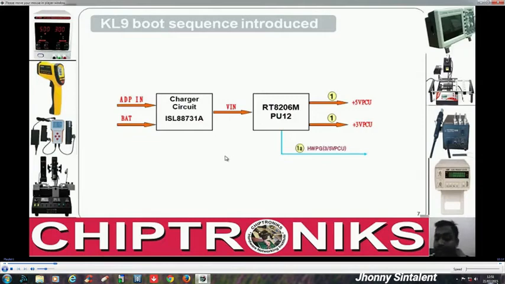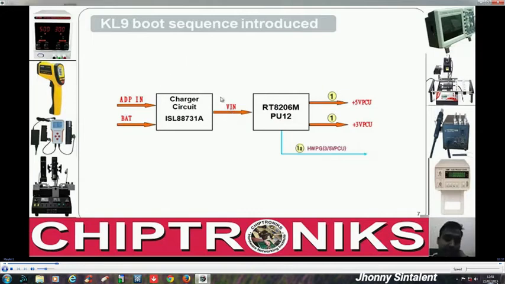Please open your schematic diagram. Lenovo Y470, this is the input, ADP in and VBAT, and you see VIN is generated after this section, whereas in the earlier kind of board you'll find DC BAT OUT, and we'll see what is the difference between a VIN and a DC BAT OUT.